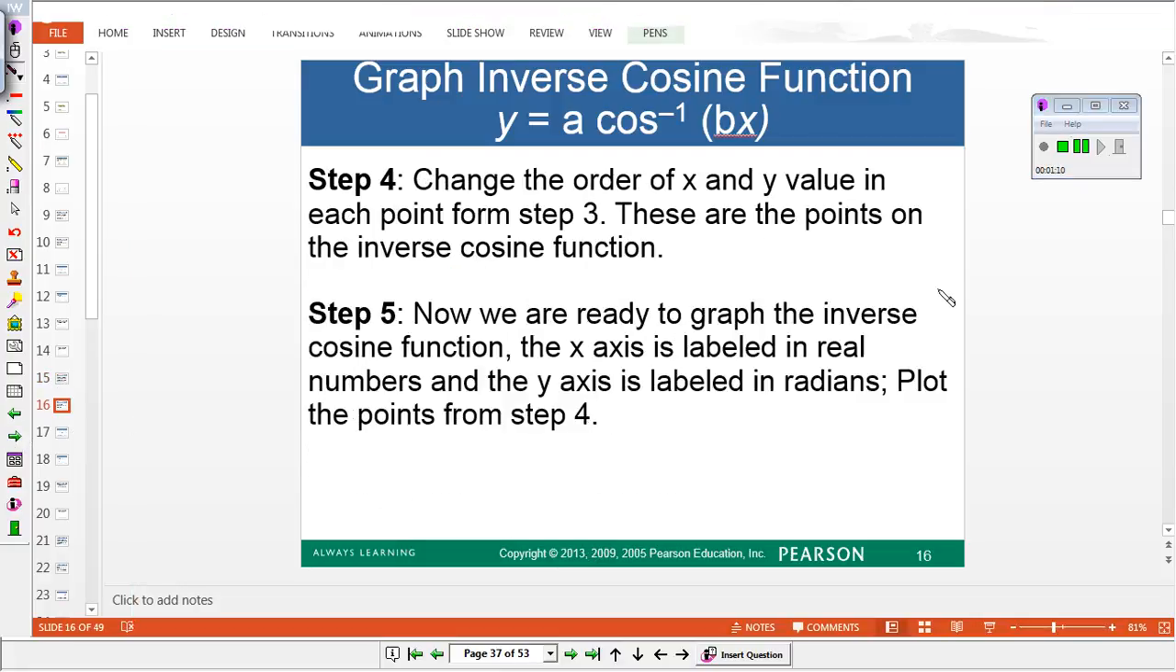Now let's move on to step 4. After we select the 3 points, we will change the order of the x and y value of each point from step 3. And step 5, we will plot the points from step 4. And that's it, we're done. These are the 5 steps for how to graph the inverse cosine function. So let's begin with an example.